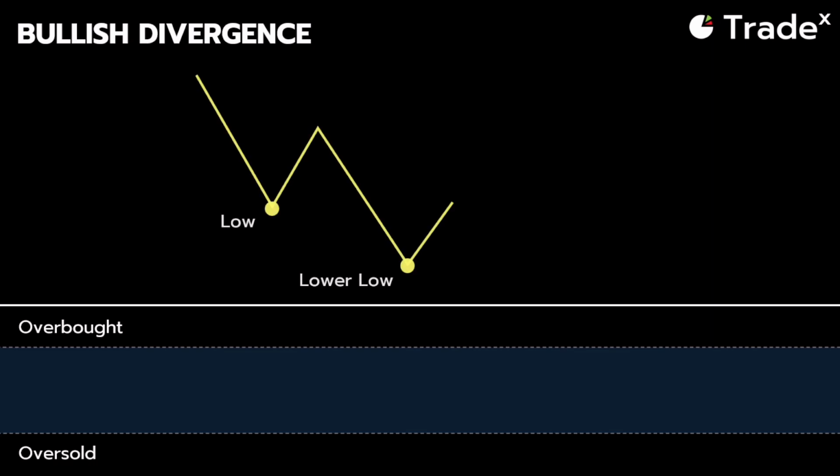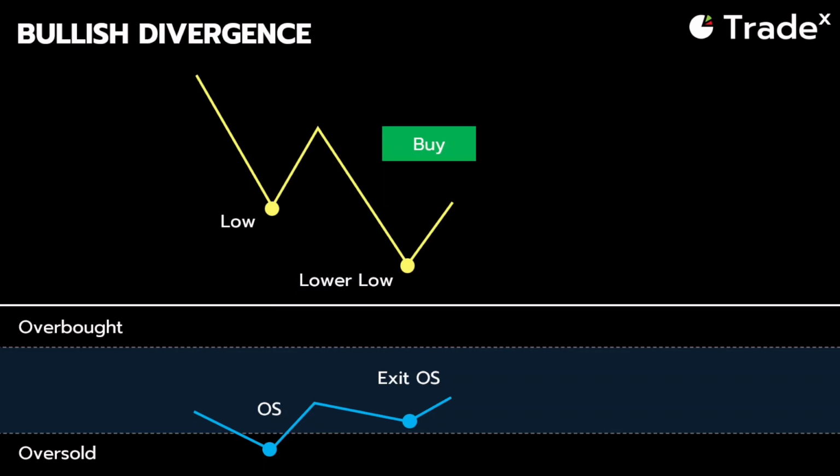First, the price should form a lower low while the RSI makes a higher low, creating a bullish divergence. For this strategy to be effective, the RSI should enter the oversold zone during the first low, indicating weak momentum. During the second low, the RSI should move out of the oversold zone and return to a more neutral level. This change in RSI suggests a rebound in momentum and increases the chances of an upward price reversal.